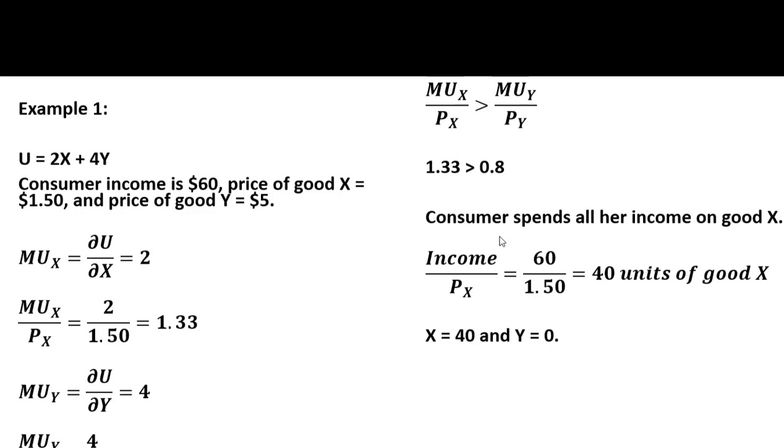And the next question is, how much of good X can we afford? Well, if we have $60 and the price of good X is $1.50, 60 divided by $1.50 means we could buy 40 units of good X. So the utility maximizing consumption bundle here is X equals 40 and Y equals 0.